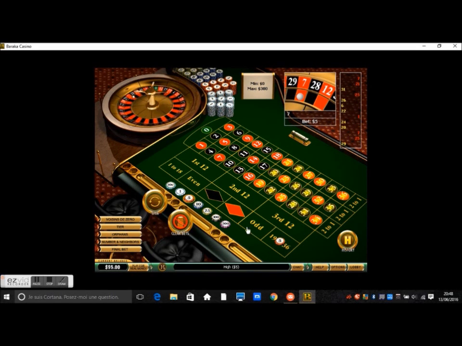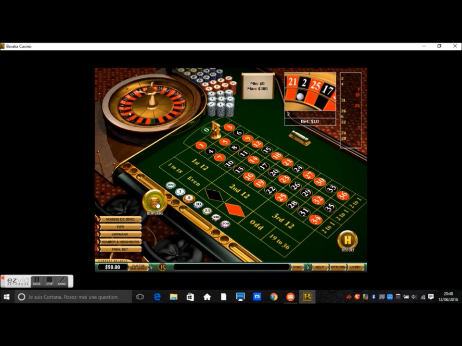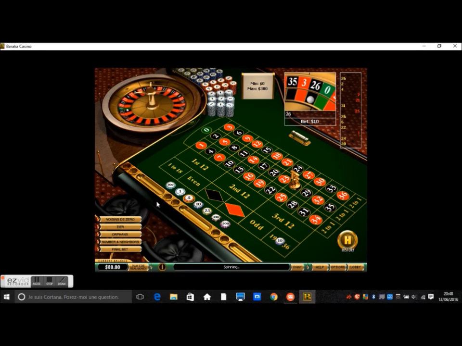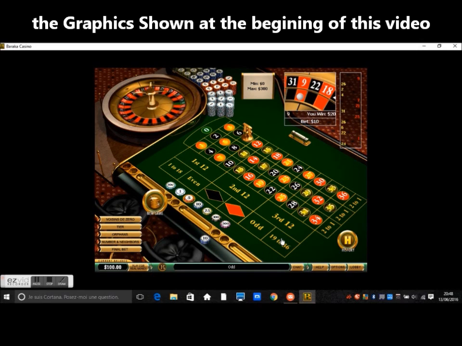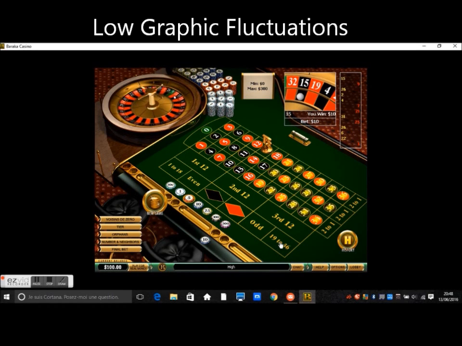But some players can apply this strategy with $1,000 as initial cash balance, and play $50 a bet. Myself, I prefer playing at low risk, with small winnings, but small losses in case of unlucky spins. And by playing with a roulette strategy like this one shown here, if you represent it as a graphic on a timeline with a $100 value as a line scale, you will see that the graph fluctuations are very low, and stay across the $100 line scale.